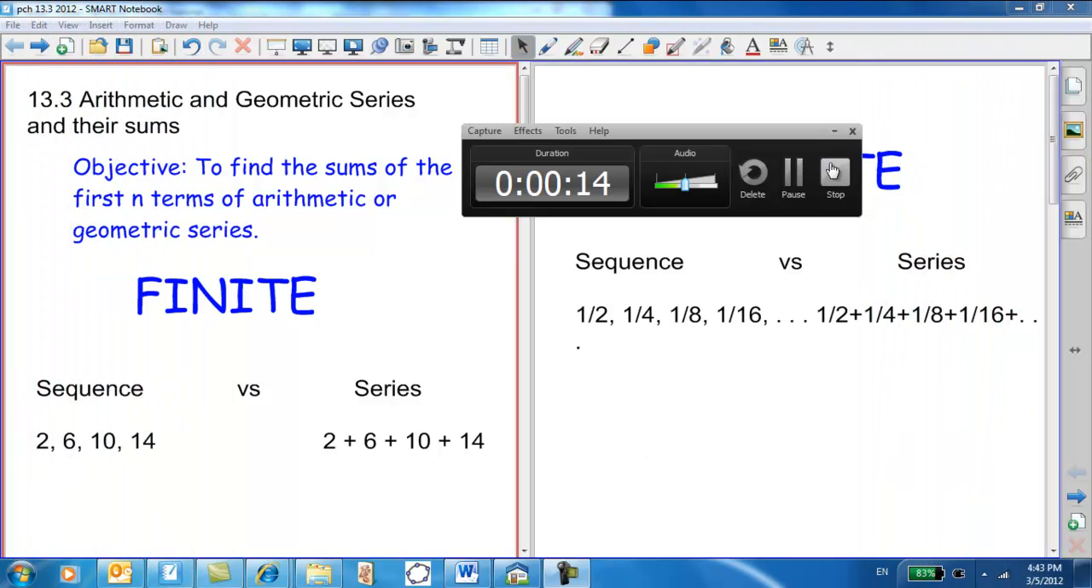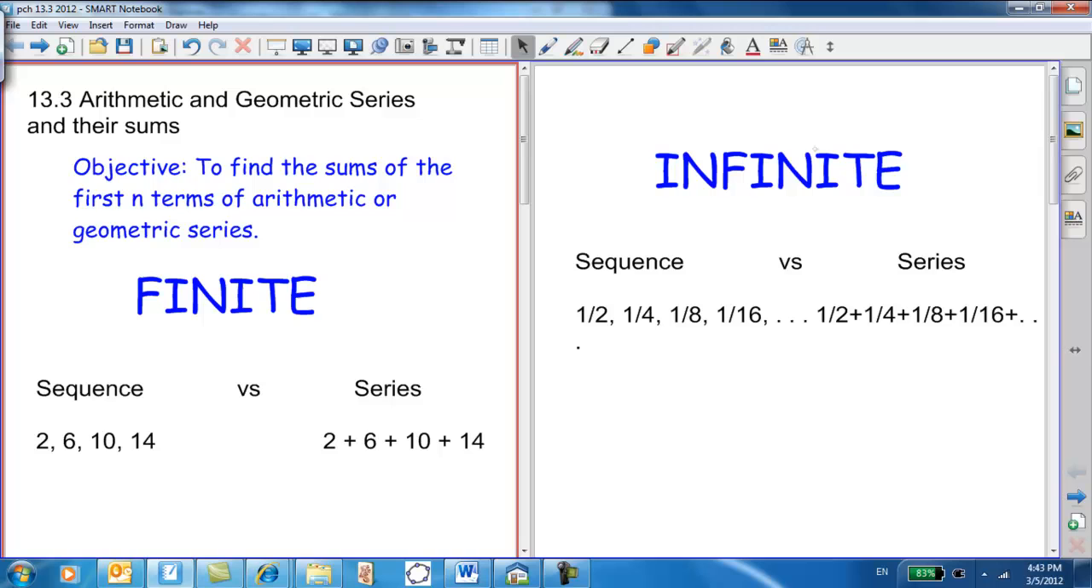Welcome, pre-calc honors students, to 13-3 Arithmetic and Geometric Series and their sums. Our objective is to find the sums of the first n terms of arithmetic or geometric series.